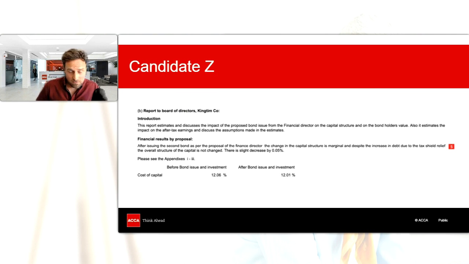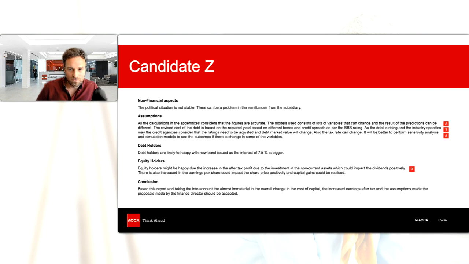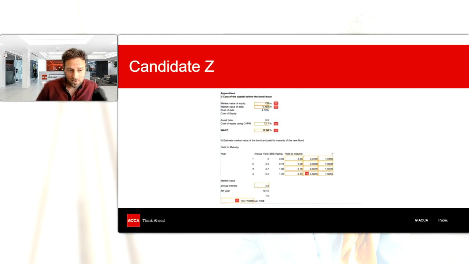Then candidate Z, just a quick overview of this one. Again, you can have a little look. Somewhere in the middle, they've done an introduction, but there's no To, From and the date. They've put a few assumptions in there, which is quite nice. Their calculations were laid out fairly clearly overall as well, so not bad.